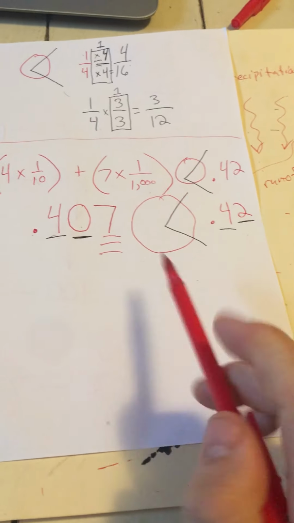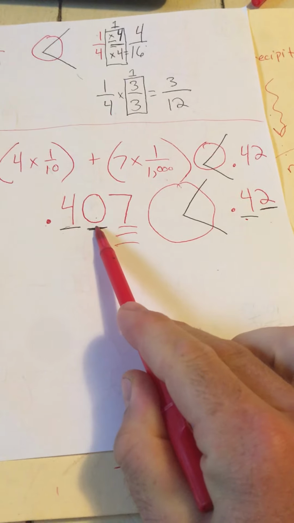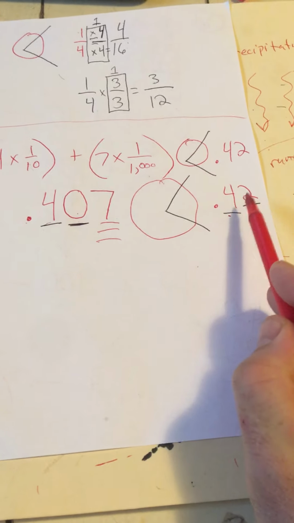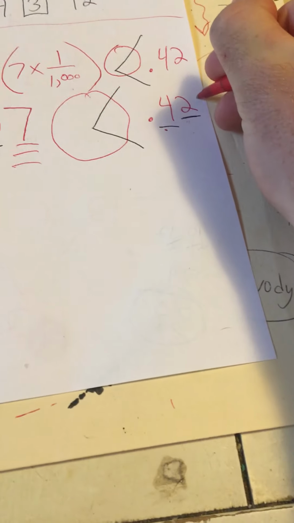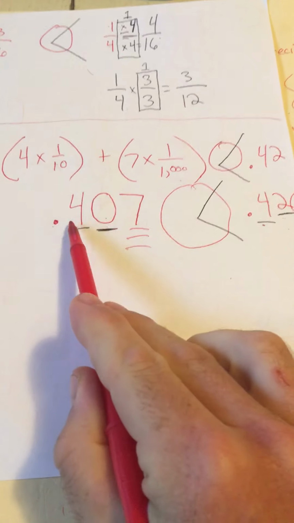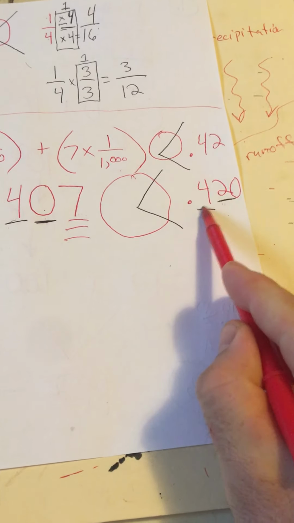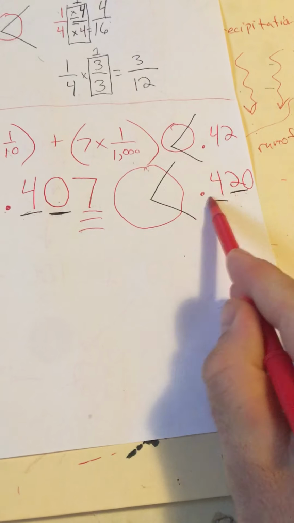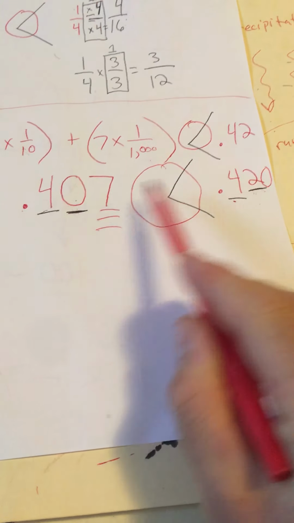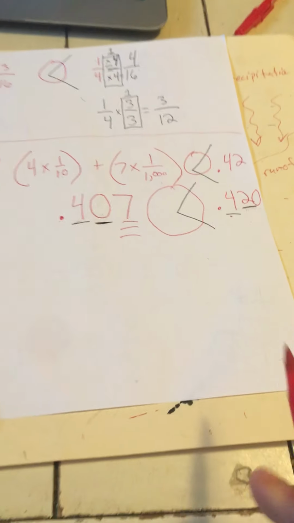All right, and then you just compare. Tenths are the same. You go to the hundredths, and there's 0 hundredths here. There's 2 hundredths there. You could have put them both to the thousandths, and you would read that as 407 thousandths or 420 thousandths. 420 is more than 407, and they go to the same place value, so we know that that one's bigger. Okay?